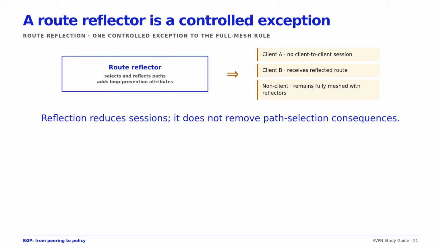This reduces session count dramatically, but the reflector is now part of the control plane topology and failure domain. Use redundant reflectors, deliberate client placement, stable identifiers, and identical policy. Then verify the path set visible to each client, rather than counting only sessions.